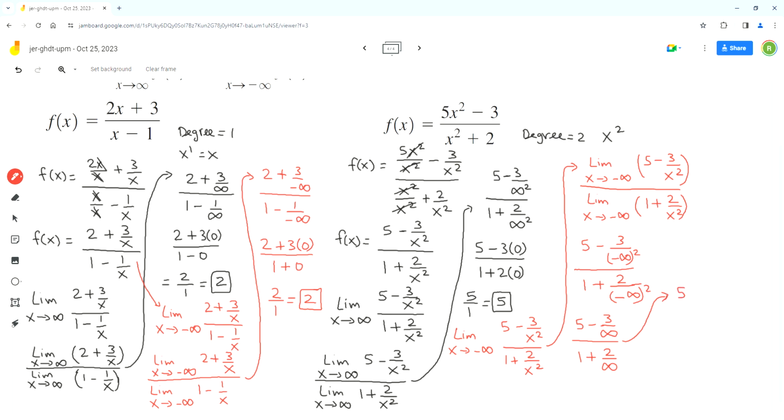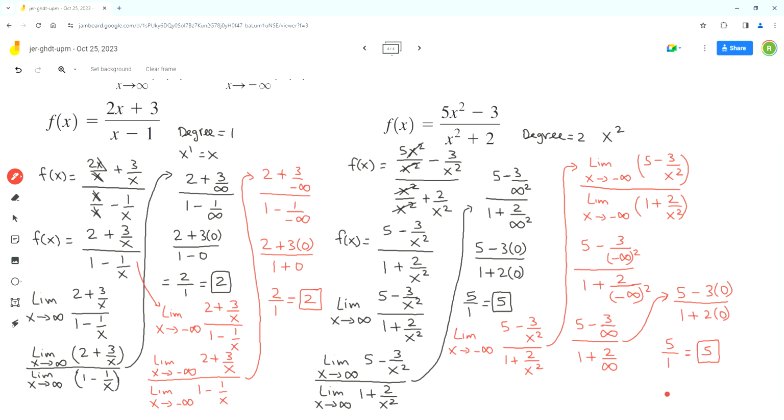So 5 minus, it becomes 3 times 0, because 1 over infinity is equal to 0, over 1 plus 2 times 0. Now 3 times 0 is 0, 2 times 0 is 0. So we are left with just 5 over 1, which is equal to 5. So this should be the final answer for the limit as x approaches negative infinity.